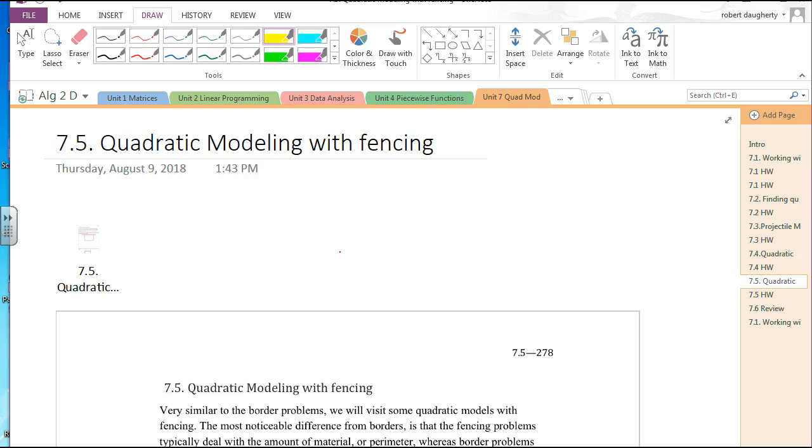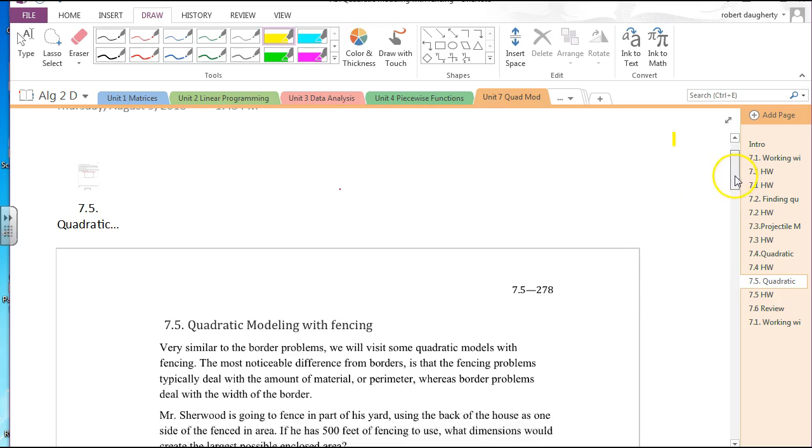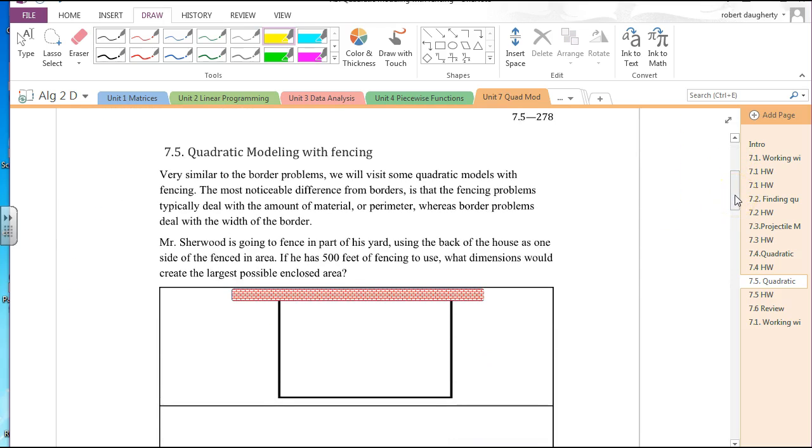Now we're going to deal with a problem that deals with something called fencing. So it's what you think it is. It's putting a fence around something. So we'll have a few word problems here, and they're going to set up to give you a quadratic equation. So a little bit different than what we've done with borders. And let's just take a look at it.